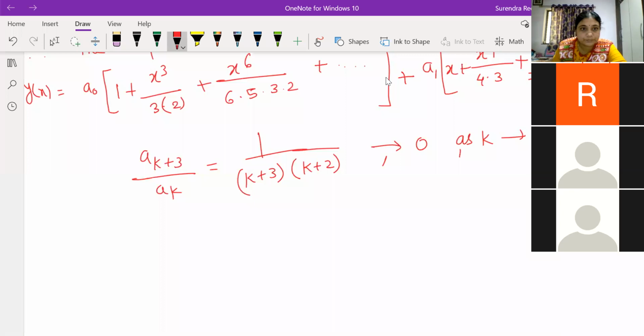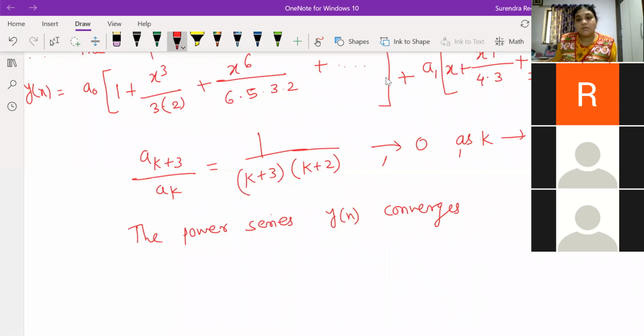Because by applying the ratio test, A(k+3) upon A(k), I am getting as tending to 0 as k gets larger and larger, k tends to infinity. So I can say that the power series y(x) converges for all values of x.